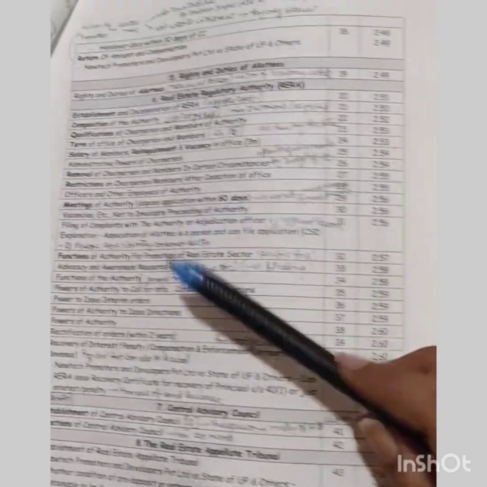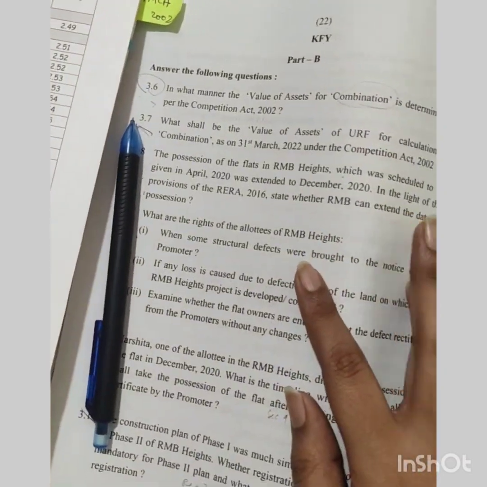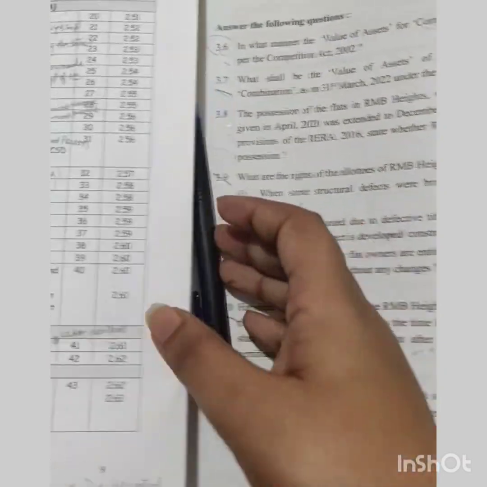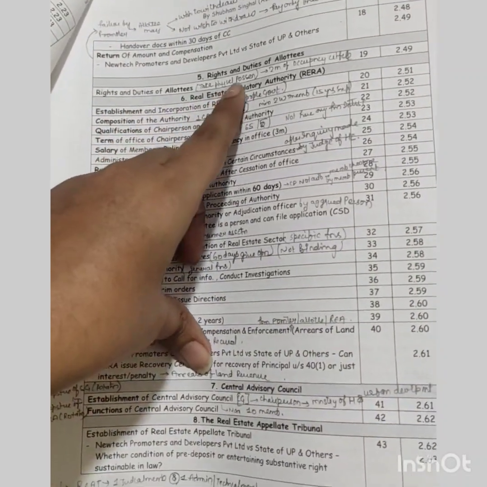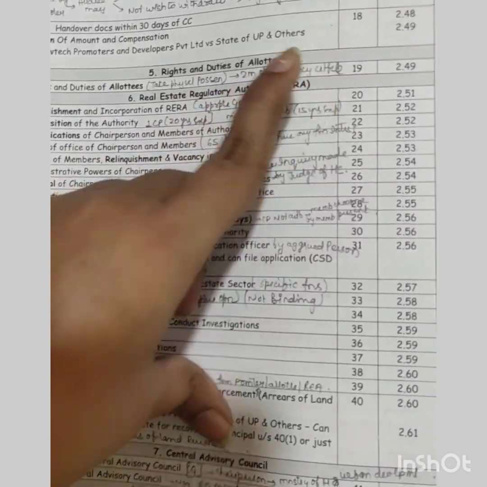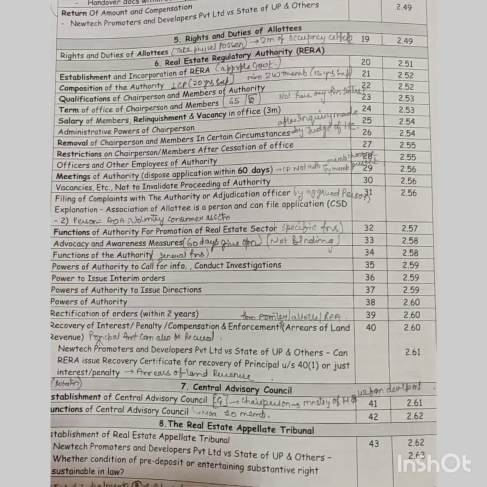So this was RERA. I came to RERA. Then it was regarding allottees, the possession of the flat. Of course allottees will be there. So I have already written here, see, rights and duties of allottees. It was given. I have written take physical possession within 2 months of occupancy. So now I know what is the basis, how I have to write, what is required in the answer.